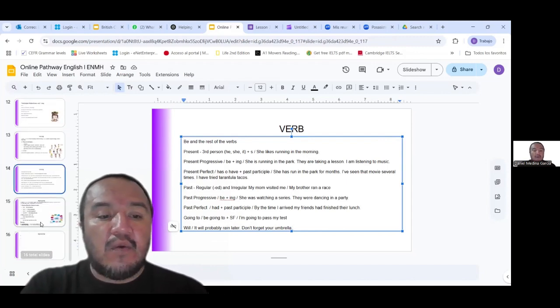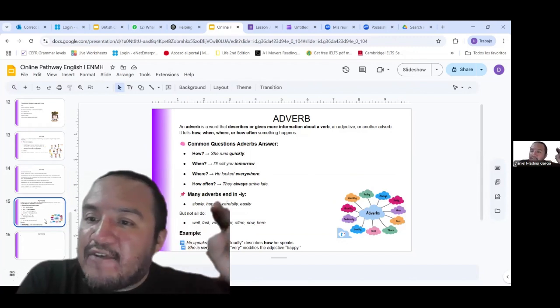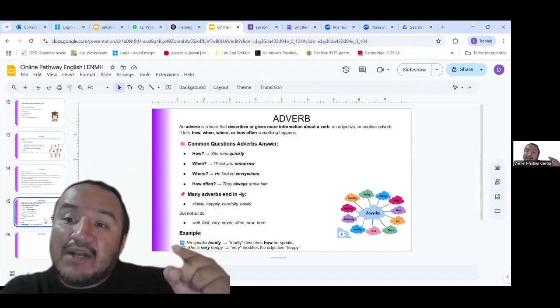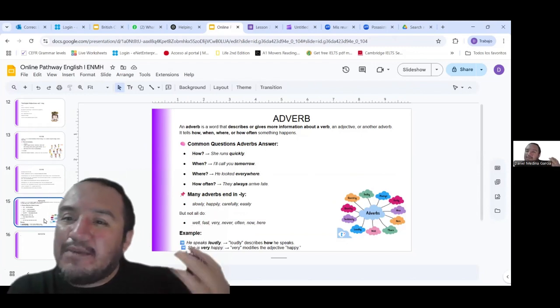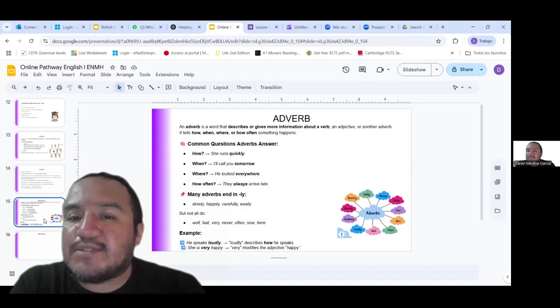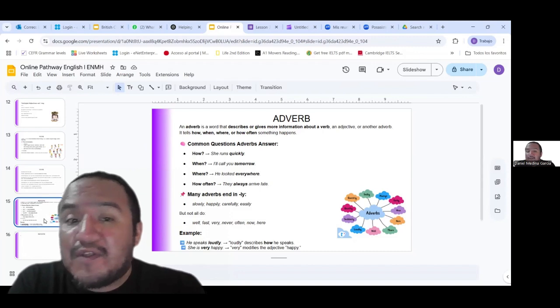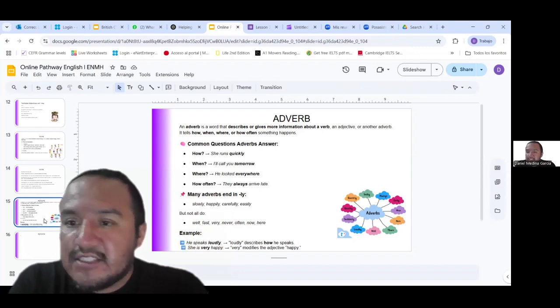Now, we will go with adverbs. Adjectives qualify nouns. Adverbs are a little bit different because they qualify verbs, essentially, but they can also give you some other information. Let's check out the definition: an adverb describes or gives information about a verb, essentially, as I mentioned to you, an adjective or another adverb. It tells, remember this, how, when, or how often something happens.